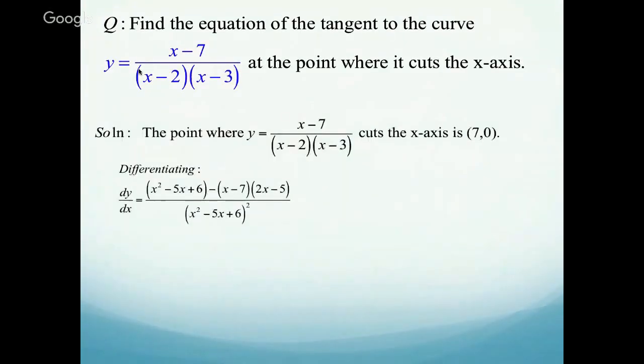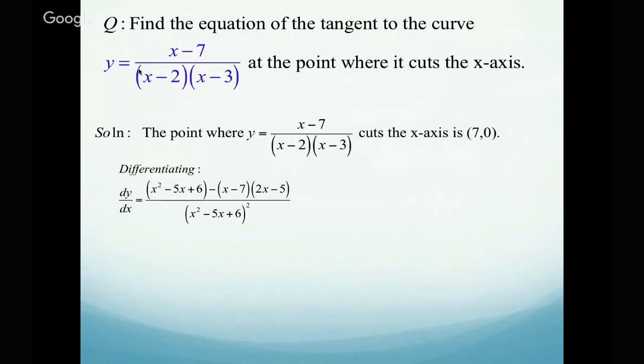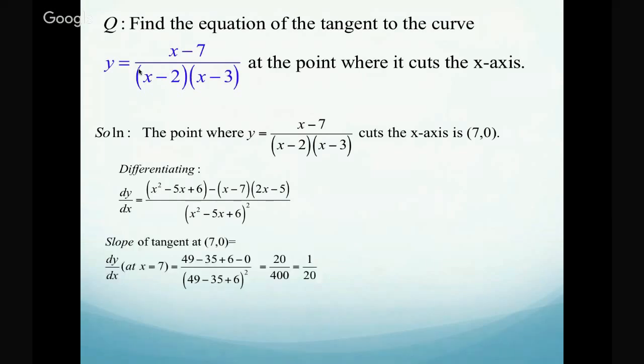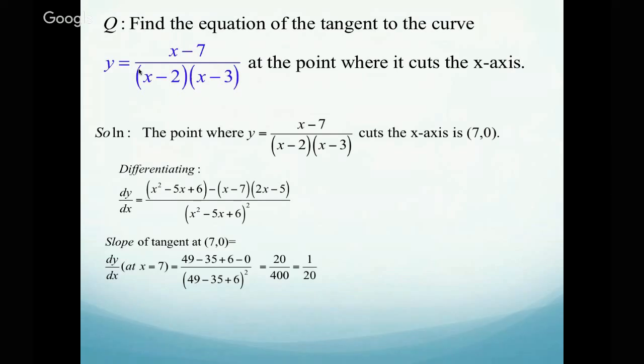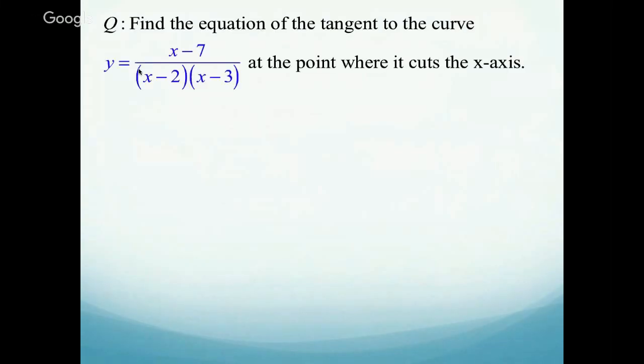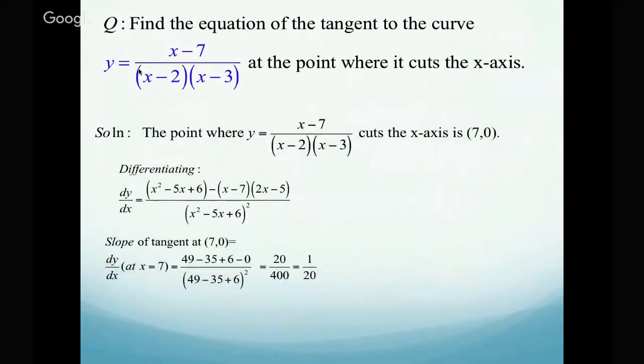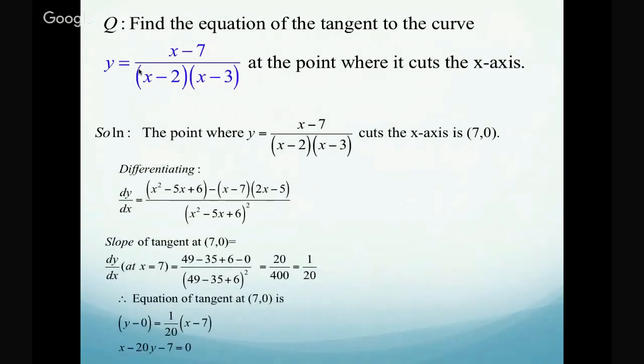So differentiating with respect to x, we have a little bit of work because you have quotient rule to use, and some simplification will lead to a very simple calculation, and you have dy by dx at x equal to 7 to be the same as 1 over 20. And therefore, we are ready to form the equation of the tangent line. So we have the equation of the tangent line at the point 7, 0 as y minus 0 is equal to 1 over 20 times x minus 7.